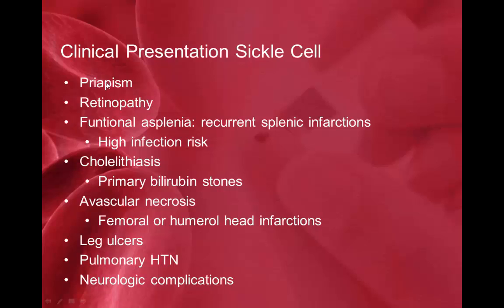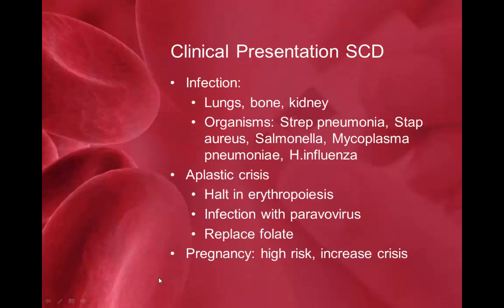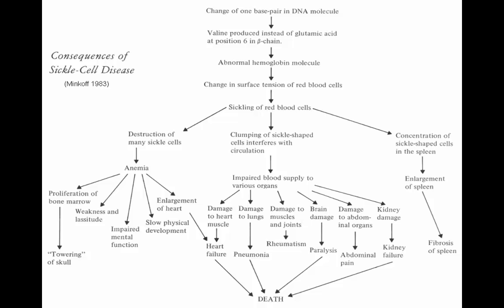So they could have priapism, retinopathy, cholelithiasis, avascular necrosis, pulmonary hypertension, neurological complications, infections at any level, and this is the most common: strep pneumonia, salmonella, staph aureus, mycoplasma pneumonia, haemophilus influenza. Patients could have an aplastic crisis as well, and they could be infected with parvovirus.